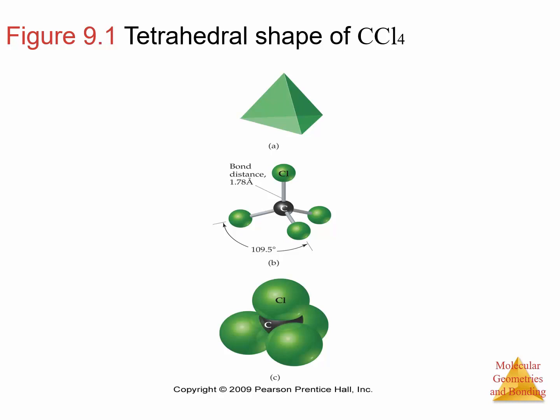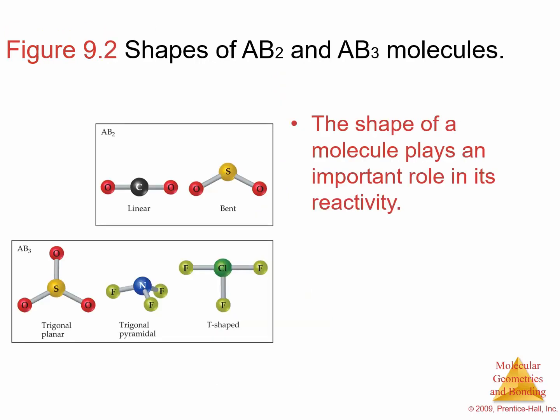So this is the tetrahedral shape of CCl4. Notice that all carbon-Cl bond lengths are the same, 1.78 angstrom, and also all Cl-carbon-Cl angles are the same, with the value of 109.5. So we begin our discussion of molecular shapes with molecules and ions that, like CCl4, have a single central atom bonded to 2 or more atoms of the same type.